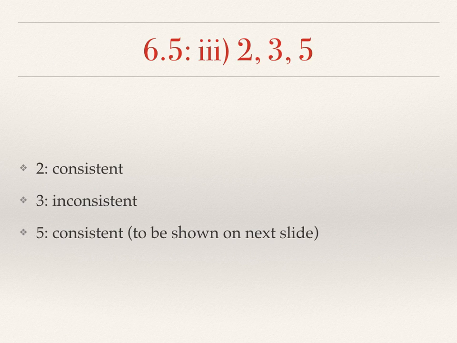Okay, and now the last section was 6.5, section 3. Use indirect truth tables to determine whether the following groups of statements are consistent or inconsistent. Number 2 is consistent, number 3 is inconsistent, and 5 is consistent. So I'll show that one on the next slide.